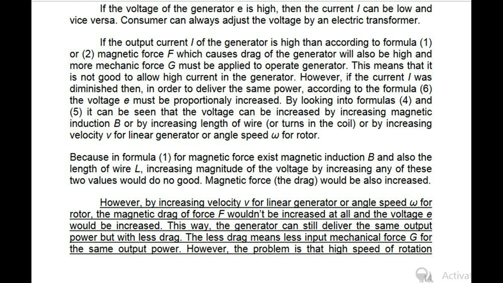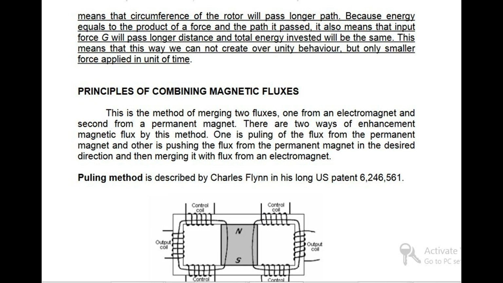However, by increasing velocity v for linear generator or angular speed for rotor, the magnetic drag force F wouldn't be increased at all, and the voltage E would be increased. This way, the generator can still deliver the same output power but with less drag. The less drag means less input mechanical force G for the same output power. However, the problem is that high speed of rotation means that the circumference of the rotor will pass a longer path.